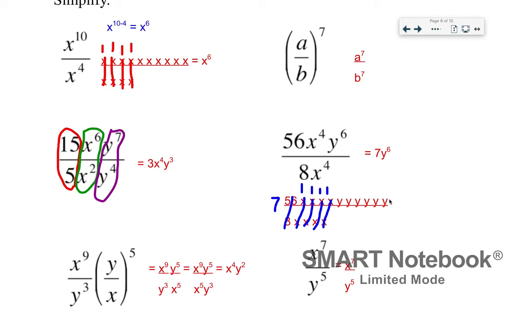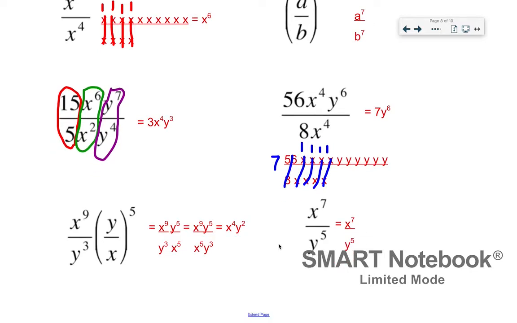7 divided by 7 is 1. 8 divided by 8 is 1. x to the 4th divided by x to the 4th is 1. And you can see when I divide these, I'm getting 1. So 7 times 1 times 1 times 1 times 1 is 7.